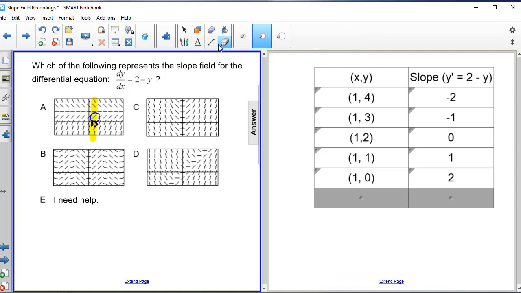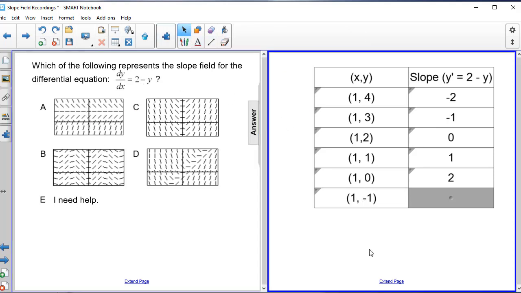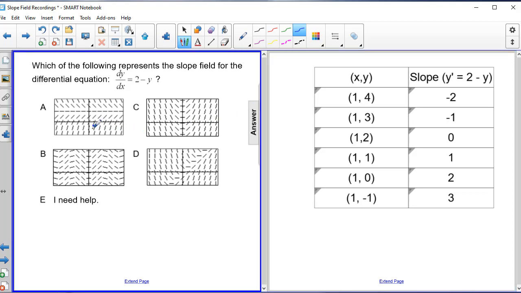That works. Let me just erase this so it makes it a little more clear. The last one I'm going to look at is (1, -1). Plugging that into my differential equation gives me a slope of 3. And when I look at (1, -1), which is right here, I see it's pretty steep. It's positive, and that agrees with what I have right here. So this is sufficient evidence that answer choice A is the correct answer.